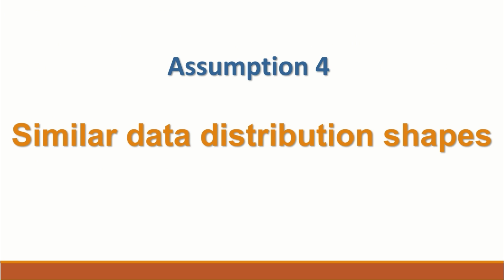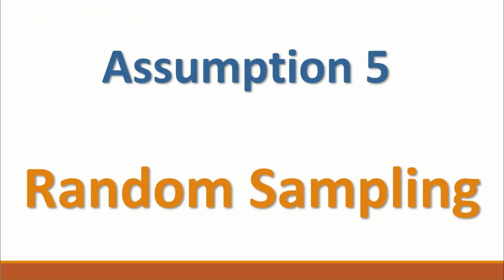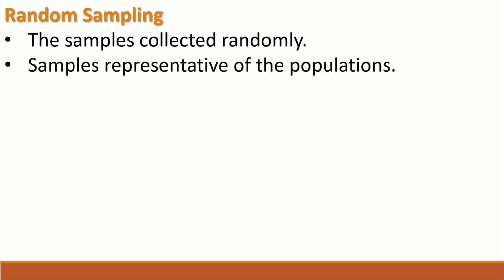The fourth assumption is similar data distribution shapes. There should be the same data distribution shape for both groups of the independent variable. The fifth assumption is random sampling. The sample is collected randomly from the population and the sample represents the population.